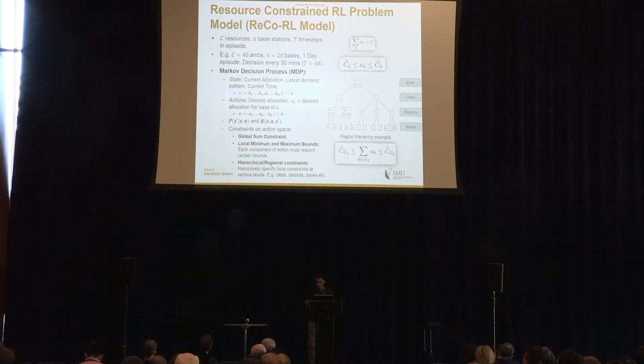For example, if you have these n base stations in a state, you might want to specify a constraint which says that this city in this state can only have this many resources, and that city can only have this many resources. And similarly, you might want to specify these kinds of constraints at district level as well. So in this presentation, we are going to focus on how to handle the global sum constraint and the local min and max bound constraints, because once you have that, you can nest your solution module recursively to solve the hierarchical constraints as well.